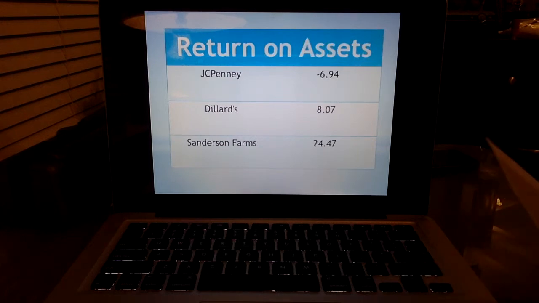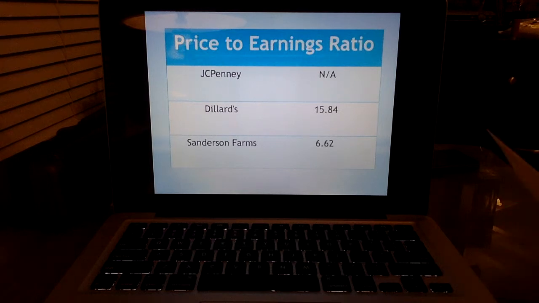Return on assets shows how efficiently a company is using its assets to generate income. JCPenney's is still in the negatives, not generating income, but Sanderson Farms is looking good on their return. Price to earnings ratio shows us how much investors are willing to pay per dollar for earnings. Dillard's is actually higher than Sanderson Farms, but JCPenney's didn't have a price to earnings.